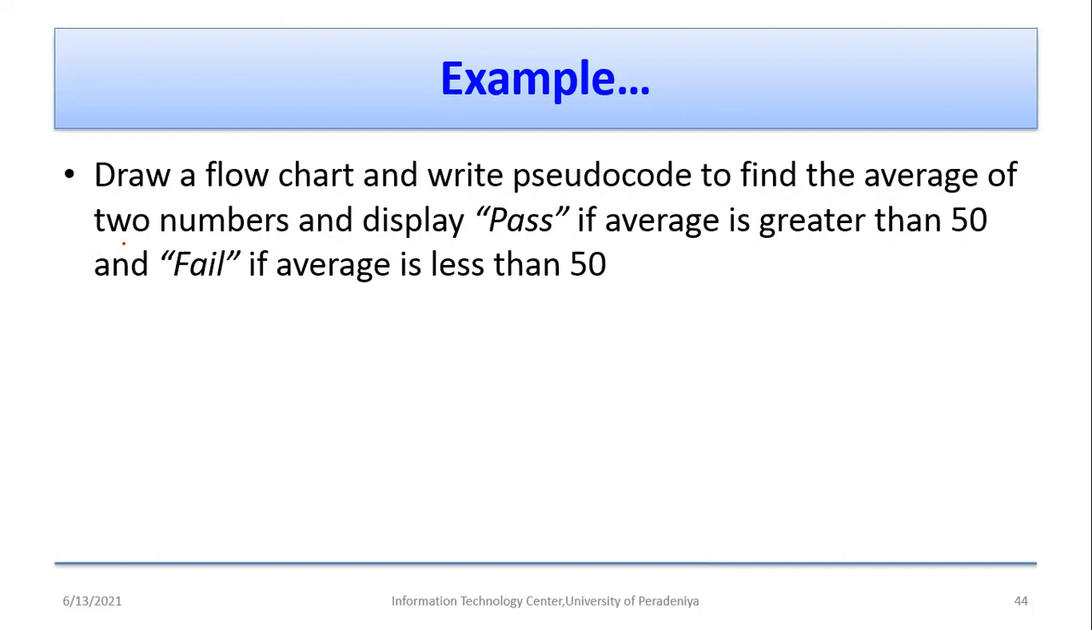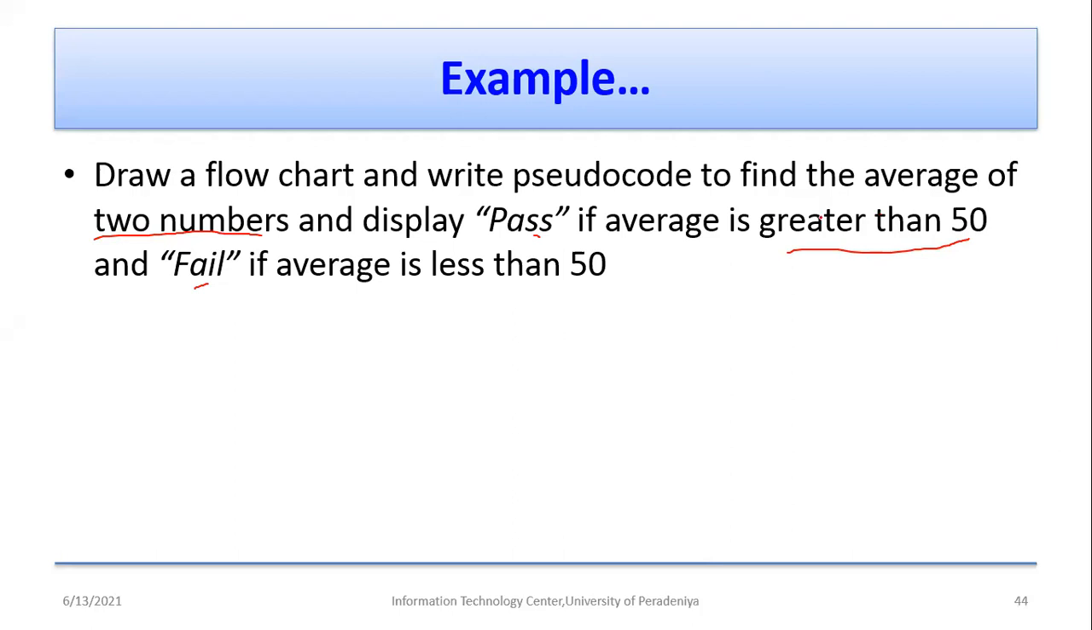Now, what you have to do? Find the average of two numbers. That means you have to take two inputs and then find the average. Depending on the average, if it is greater than 50, you have to say pass. Otherwise, you have to say fail. Now, can you do this?